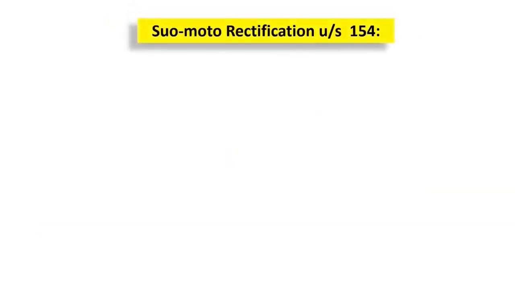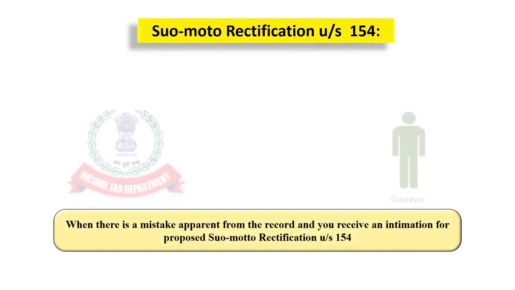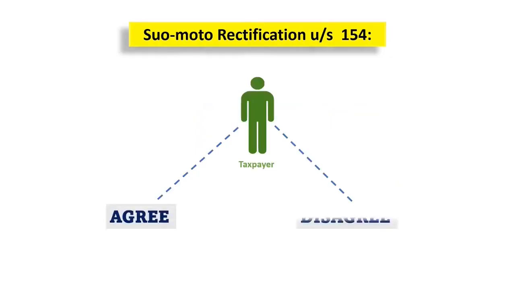Suo motu rectification under section 154 is issued when there is a mistake apparent from the record in your return and you receive a suo motu rectification under section 154 from the department. You need to agree or disagree with the proposed rectification as per the notice.